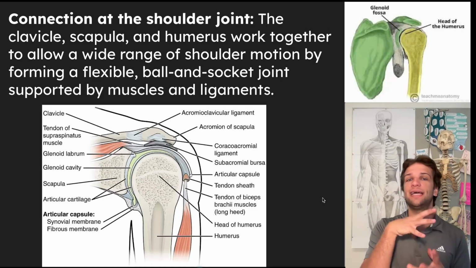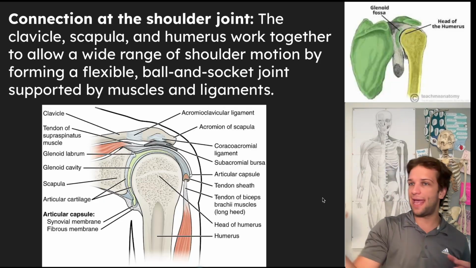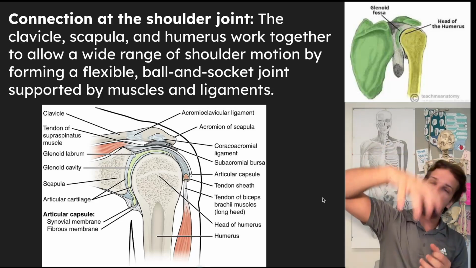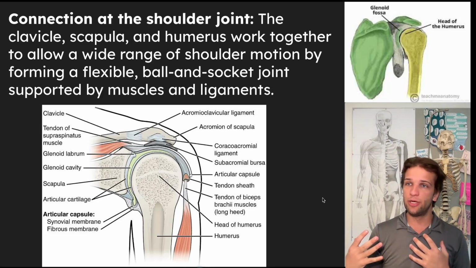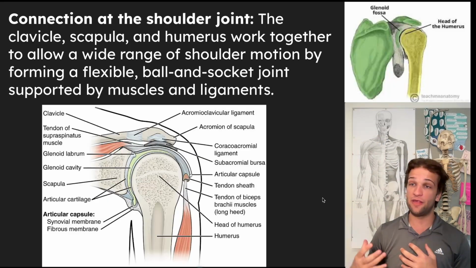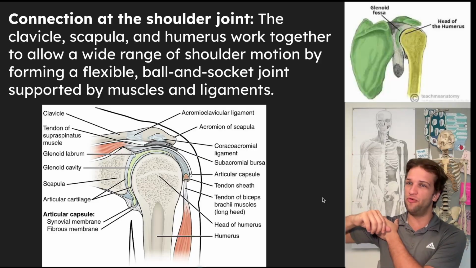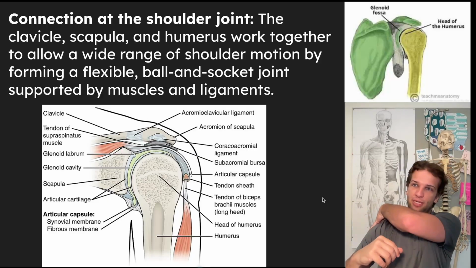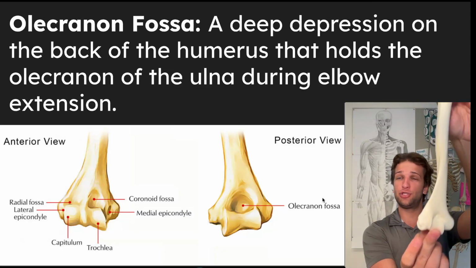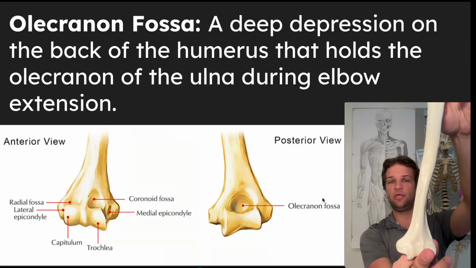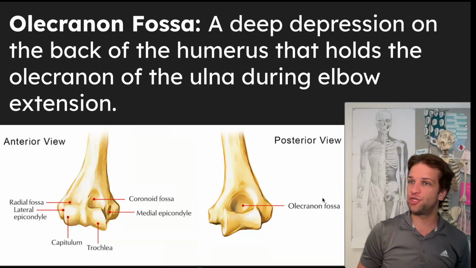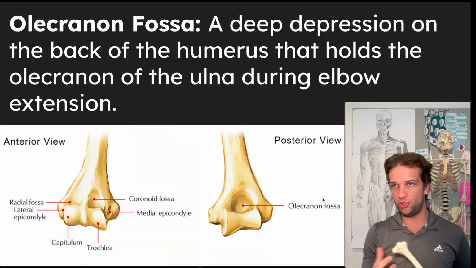And so this connection at the shoulder joint is about the head of the humerus slotting perfectly into that glenoid cavity. Muscles of the shoulder will then grab on to the tubercles of the head of the humerus, and that's what allows us to move our shoulder around. It's just the muscles pulling up on the top of the humerus. That then leads us down to the distal part of the humerus, the lower part of the humerus. And this is where we're going to start to look at the connection for the elbow joint.